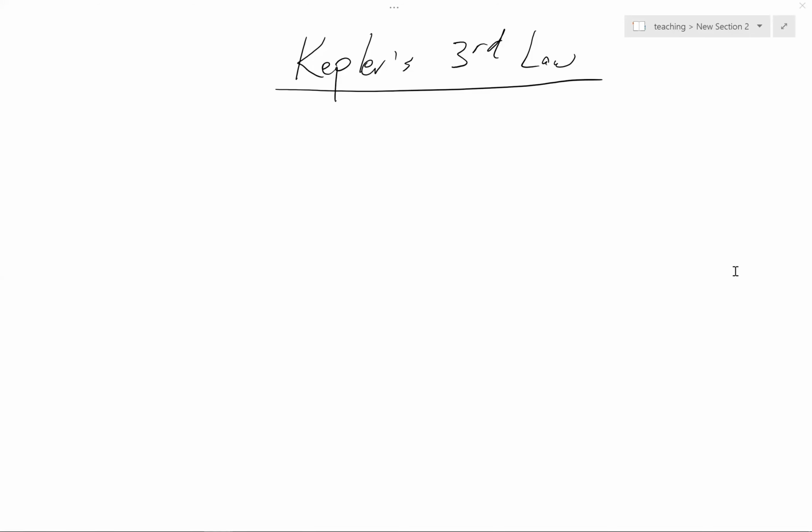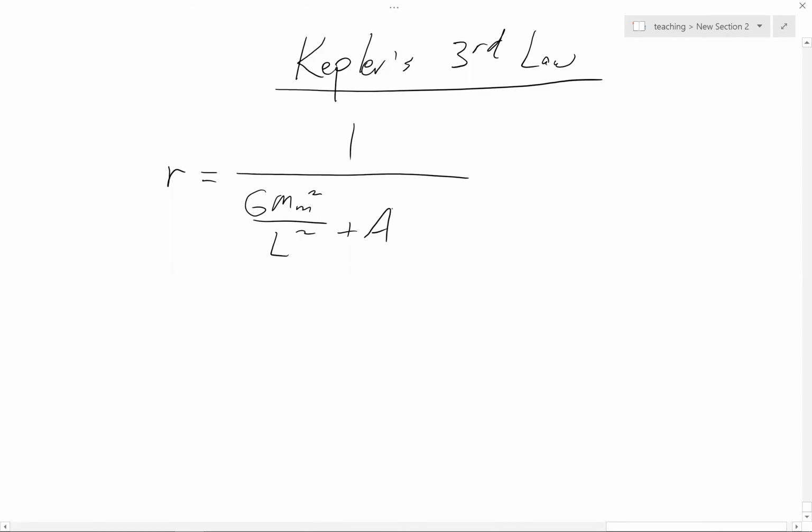All right, last but not least, I guess we're going to look at Kepler's third law, which, remember in the last video, we got that the equation for motion in terms of r and theta was 1 over GMm squared over L squared, and then this A is a constant of integration, and then cosine theta minus theta 0.